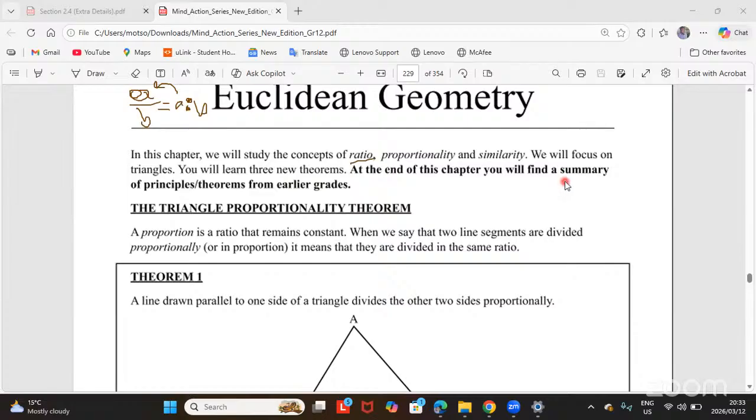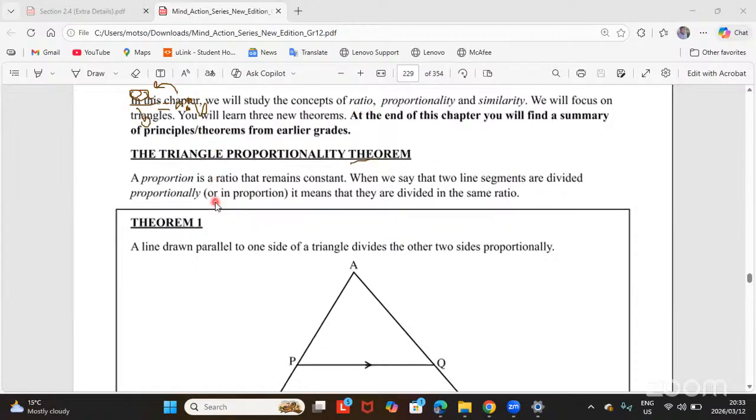At the end of this chapter, you will find the summary of the principles of this. Then the triangle proportionality theorem is the first theorem that we are going to talk about. They are saying here that a proportion is a ratio that remains constant. What do they mean by that? When we say that 2 line segments are divided proportionally, or in proportion, this is the same thing. It means that they are divided in the same ratio.